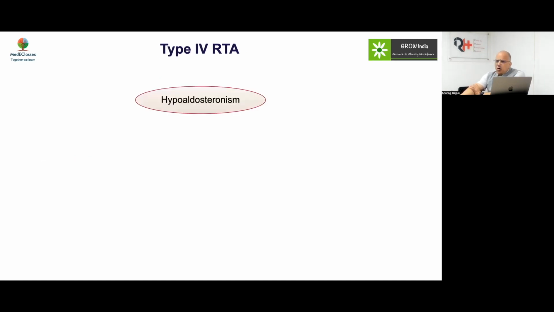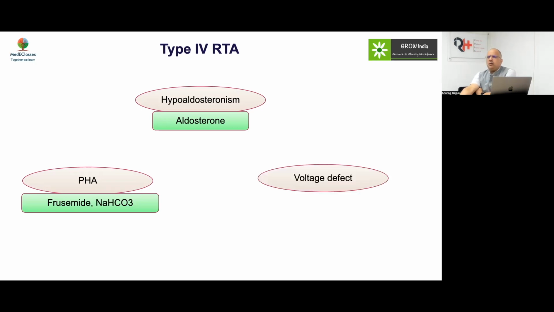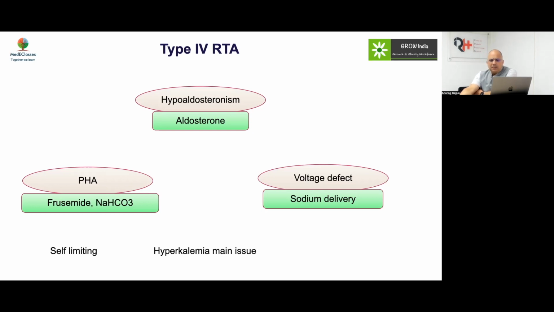Type 4 RTA, the cause has to be treated. So if you have hypoaldosteronism, give them aldosterone. If it's pseudohypoaldosteronism, you give them soda bicarbonate, fludrocortisone, more sodium, and then voltage defect, you have to give more sodium in that regard. Often it may be a self-limiting acidosis, hyperkalemia.